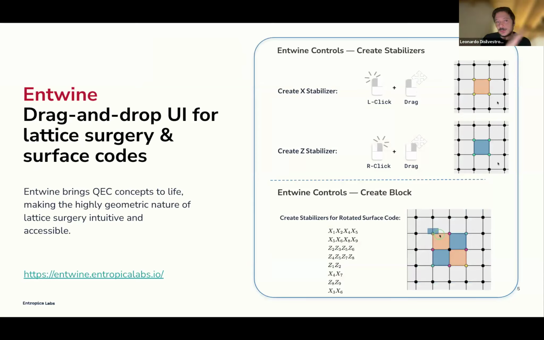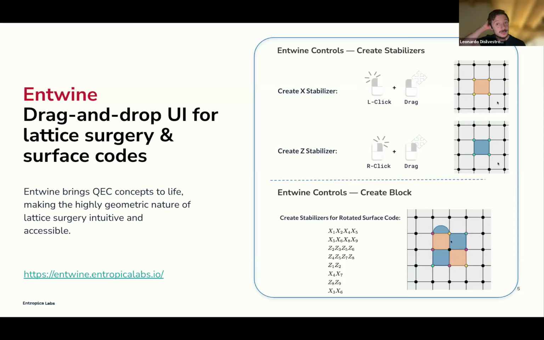On the other side, I said there is Loom and Entwine. Entwine is a graphical interface. It works in your browser, so you can just go to entwine.entropicalabs.io. You need to register with an email address, and then you're good to go. So you see at the bottom, it's the creation of a rotated surface code. The color code identifies X and Z stabilizers. And it's a quick way of putting these logical qubits on some lattice and then moving stuff around.